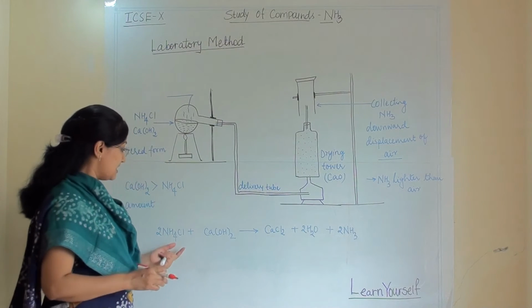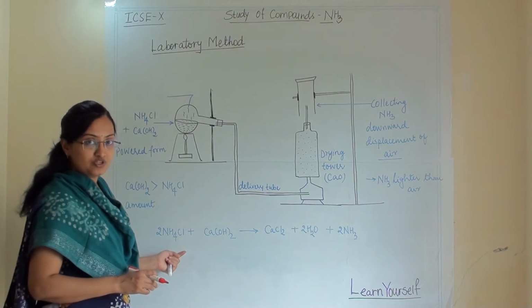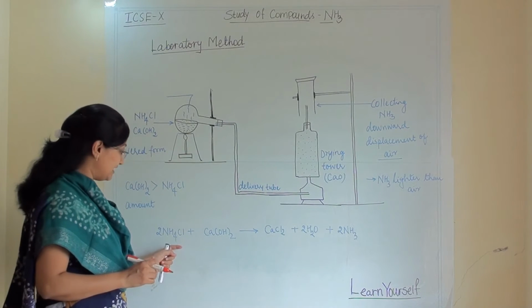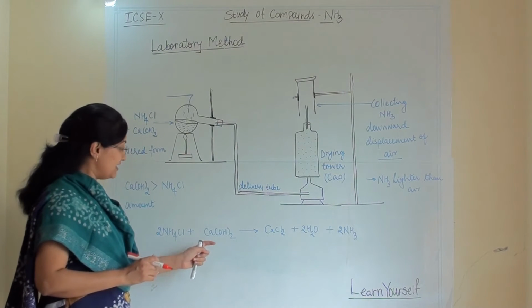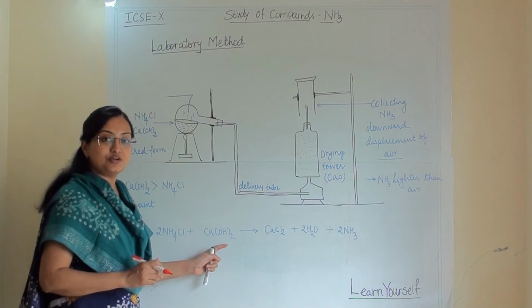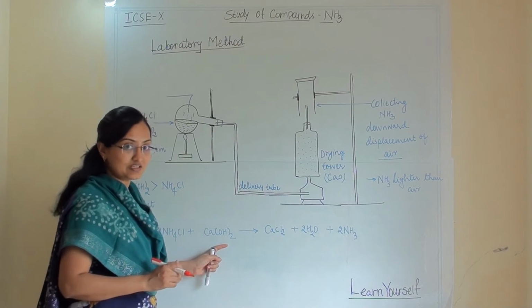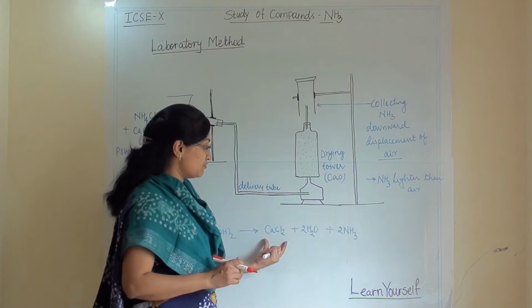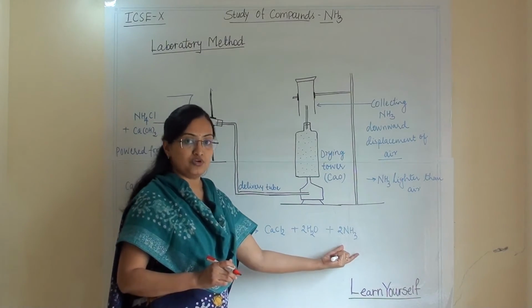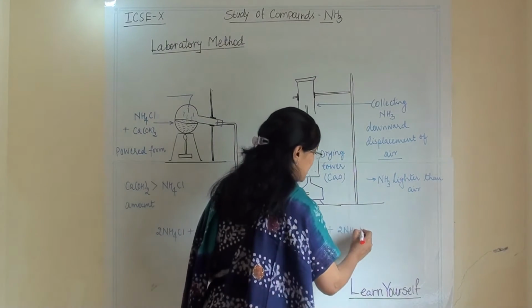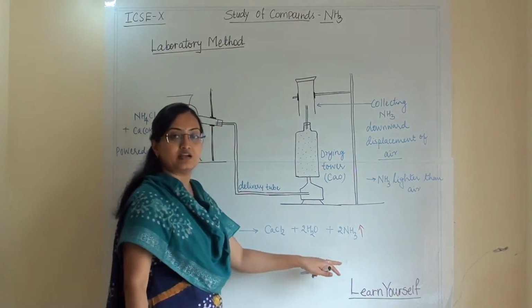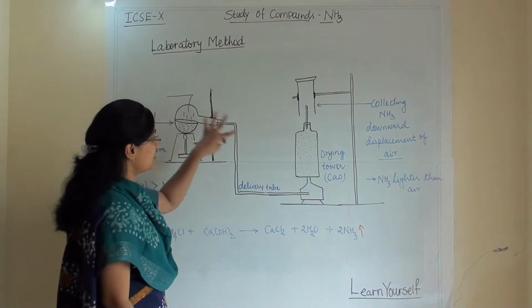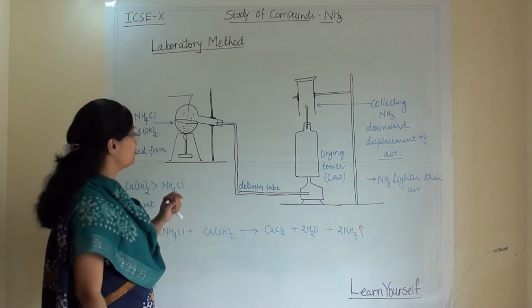In this reaction we are using an ammonium salt and an alkali. As the ammonium salt we have taken ammonium chloride, and calcium hydroxide as the alkali, and it is going to give us calcium chloride, water and ammonia. This ammonia will be liberated as a gas, and that we are collecting. In this method, this is how our apparatus is going to look.